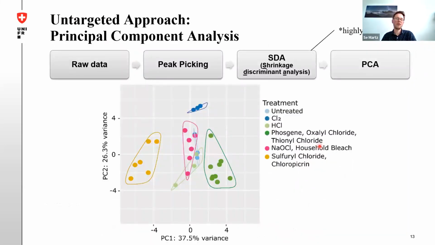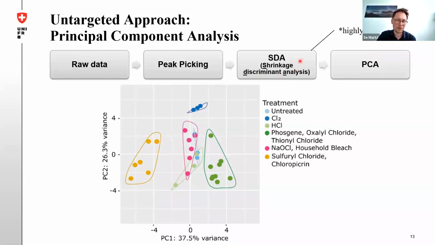Okay, and now I would like to move to the other part. It is the untargeted approach. And here, the workflow was that we took our raw data, our LC-MS data, and first we performed a peak picking algorithm. And after that, we had a very important step, which we called SDA, the shrinkage discriminant analysis.